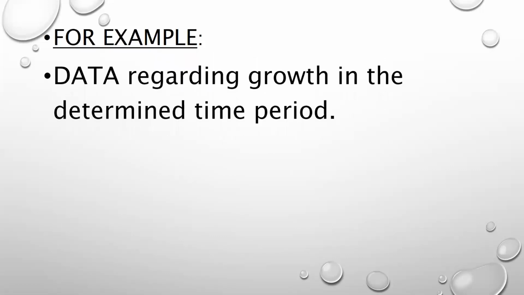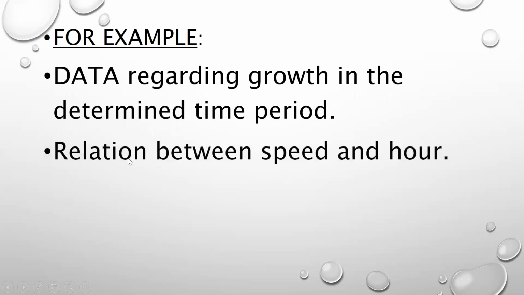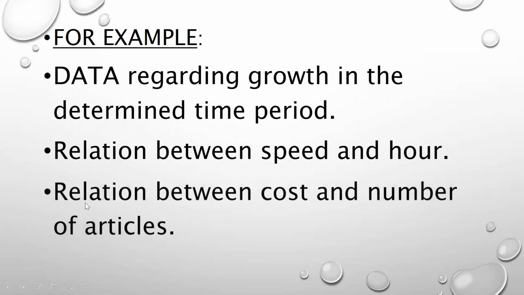For example, in the data regarding the growth in a determined time period, the growth is dependent and the time period is independent. In the relationship between speed and hours, again, hours are independent and speed is dependent. In the relationship between the cost and the number of articles, the cost is dependent, and the number of articles you are buying is independent.